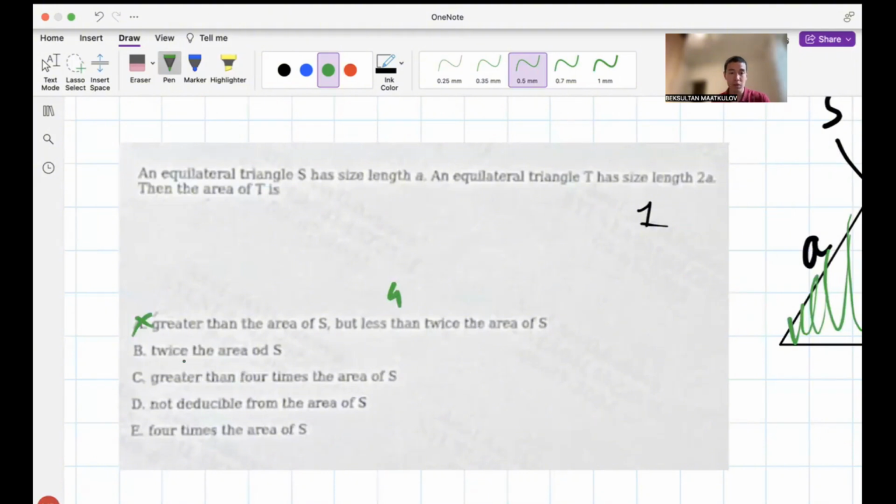What about B? Twice the area of S. This is wrong as well, because we know that this is 4 times the area of S. Okay, C, greater than 4 times the area of S. It is not greater, it is exactly 4 times the area of S. That's why this is also wrong. What about D? D says not deducible from the area of S. This is wrong, we already found out. And the right answer is E, 4 times the area of S.